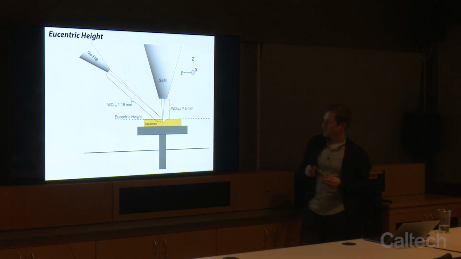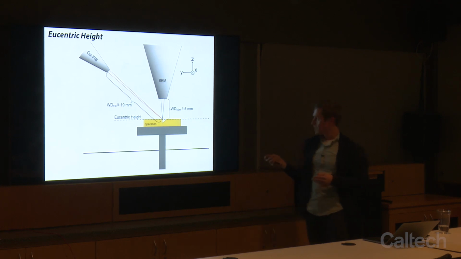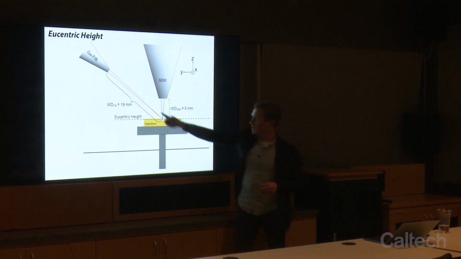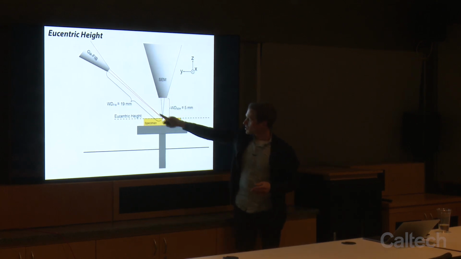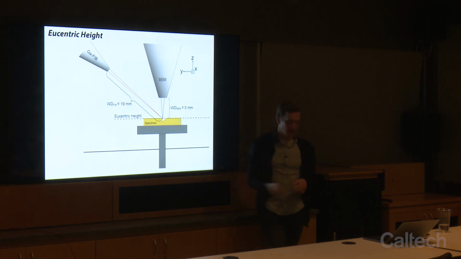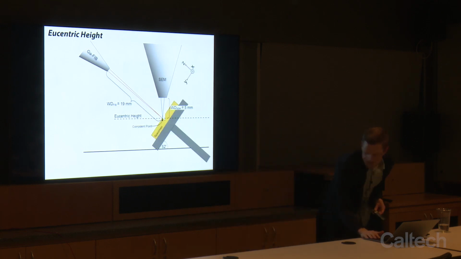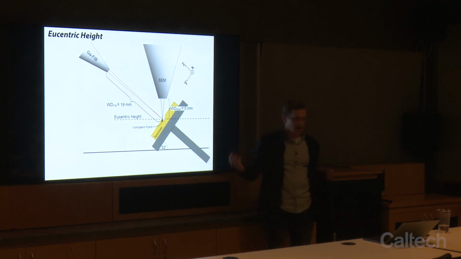I mentioned eucentric height. That is a height in the chamber where at any tilt angle we'll be imaging the same thing. And we'll see it's very important for us to be able to image what we cut at the same time at any different angle. So here I tilt to 52 degrees and back to 0, and we can see that this corner that I'm looking at is in the same spot.